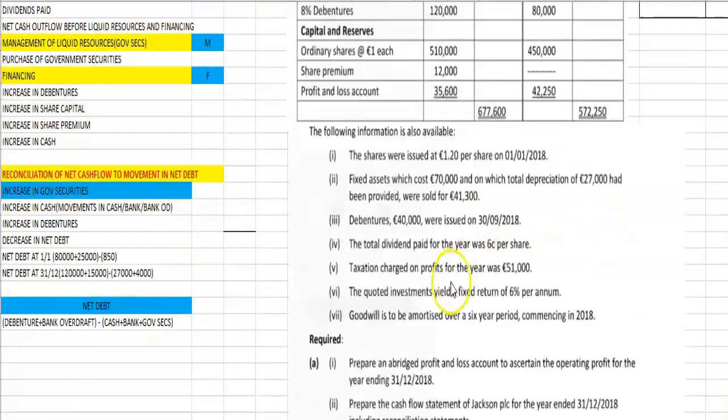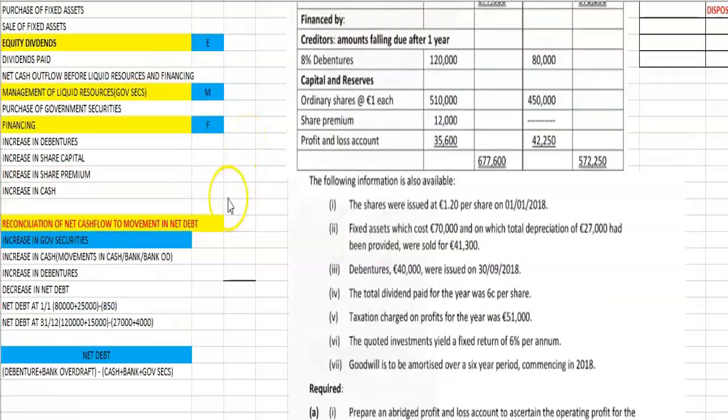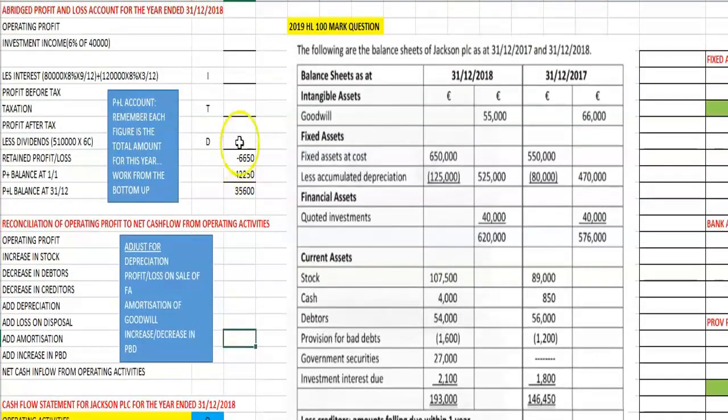If we look down the bottom of the question here to this additional information, we will find some information that we need in order to calculate the dividend. So in adjustment 4, you'll see that the total dividend paid for the year was 6 cents per share. Now there were 510,000 shares in this company issued during 2018, so the dividend is going to be 6 cents multiplied by 510,000. So moving back up to the abridged profit and loss account, we'll have a look at what that figure is. So in this case, that'll be 30,600.